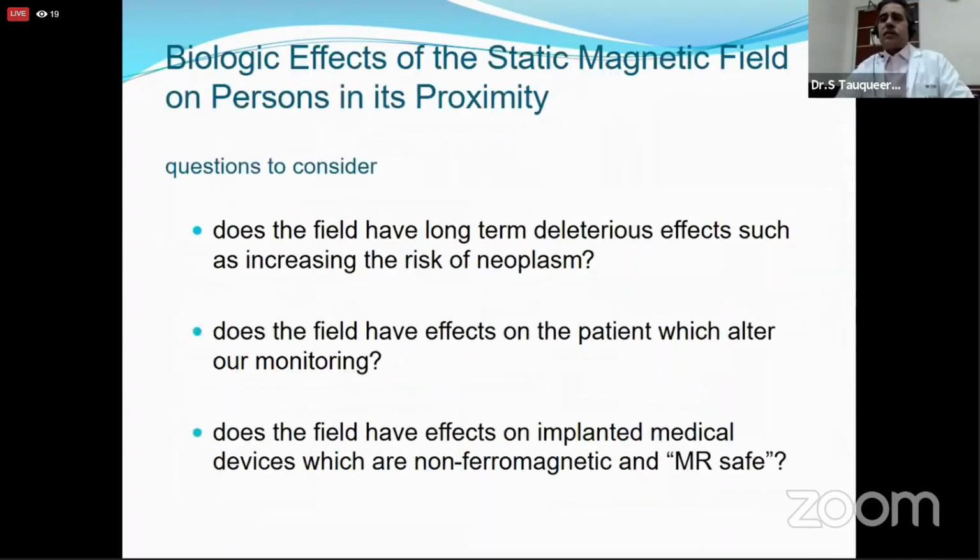Some questions to understand whether there are biological effects of a static magnetic field. Many questions come to people's minds: is there a long-term deleterious effect of MRI, could it cause some kind of neoplasm if somebody goes for MRIs repeatedly? Does the field have effects on the patient which alter our monitoring, or effects on implanted medical devices such as cardiac pacemakers or intravenous catheters? Does the MRI magnetic field harm these things? All these questions are there in people's minds.